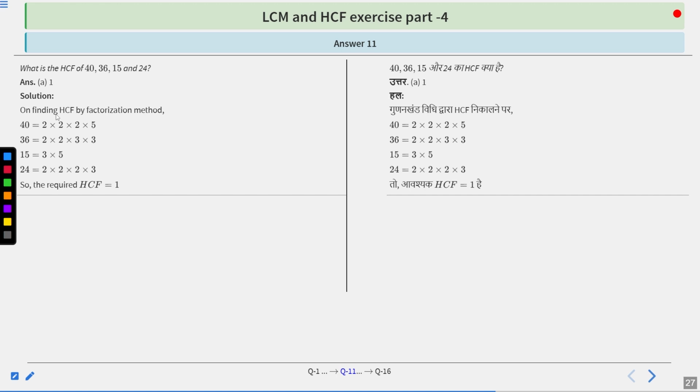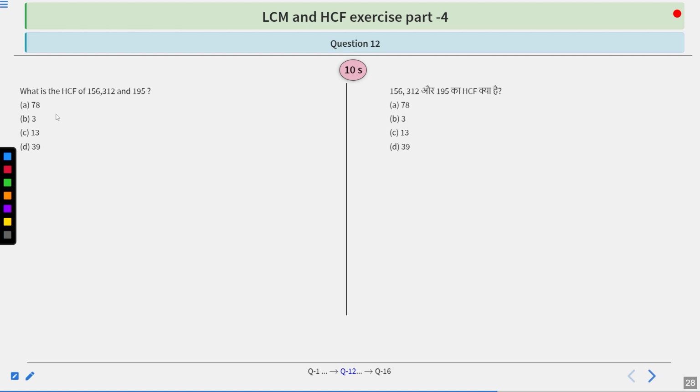So now we are going to check if any number is present in all the four factors. 2 is present here, here also, but in the factors of 15, 2 is not present. That means 2 can't be taken into consideration. Similarly, 3 is also not present in all the four factors. 5 is also not present. So if none of the numbers is common in factors of 40, 36, 15, and 24, that means the HCF can only be 1. So option number A, 1 is the correct answer.